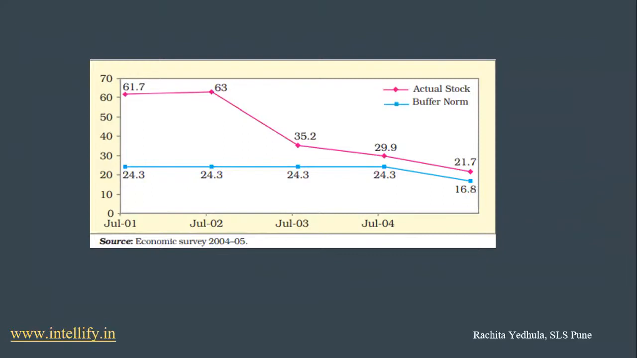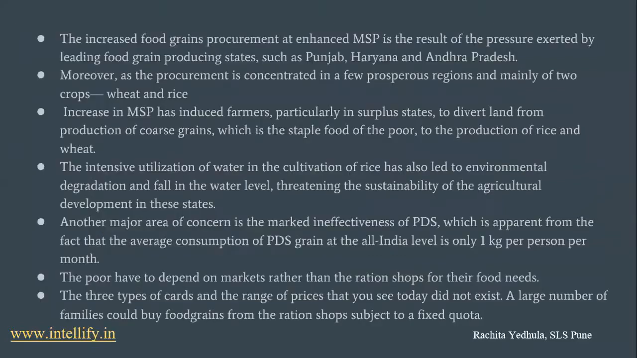Now, additional to wastage and deterioration, the cost of carrying these grains was very high. Now, the increased food grains procurement at enhanced MSP is the result of the pressure exerted by the leading food grain producing states such as Punjab, Haryana, and Andhra Pradesh. Meaning, these states were pressurizing the government to increase the government procurement of these food grains because they were being provided at a very minimum support price, and this was helping these states prosper. However, they were buying grains that were more than required.